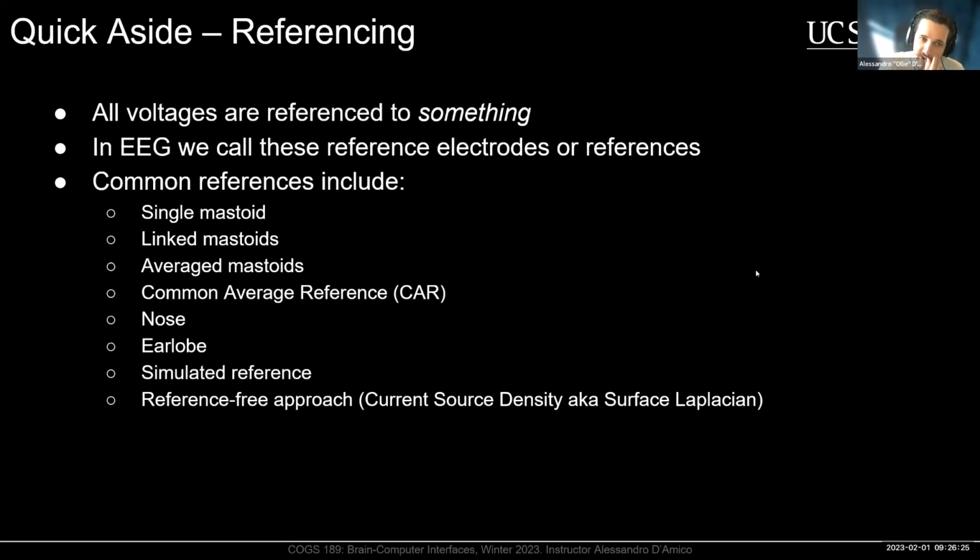Now, as an aside, whenever we're recording EEG, we're using some differential instrumentation amplifier. And so all of our voltages at a single location are referenced to some other reference channel. This can be a single electrode, or it could be within an amplifier reference, depends on the system. But we call these electrodes reference electrodes, or just references for short.